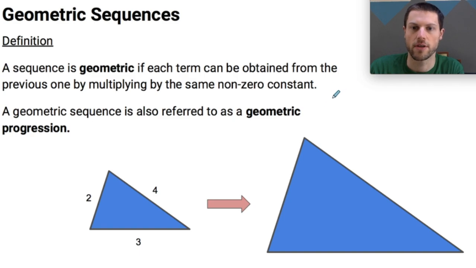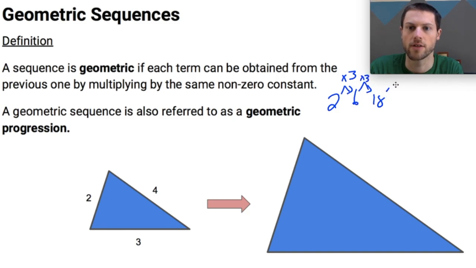Translation: if I were to take a number like 2 and multiply it by a number like 3, I would get 6. If I were to multiply that by 3, I'd get 18, and so on and so forth, continuing my sequence by multiplication. This is a geometric sequence. You might also hear a geometric sequence referred to as a geometric progression.